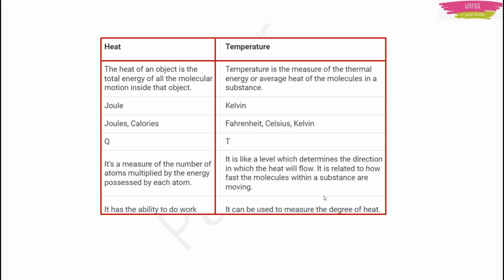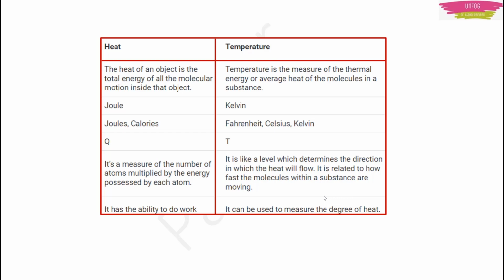Because we told that heat is equal to the sum of the kinetic energy of the molecules, we can also say that it is the measure of the number of atoms multiplied by the energy possessed by each atom. Because we are talking about the sum of the atoms, right? But temperature is not like that. It is like a level which determines the direction in which the heat will flow. And it is related to how fast the molecules within a substance are moving. Because we are talking about the average kinetic energy, right? Based on how fast the molecules are moving, we can calculate the average kinetic energy. That will give you temperature.